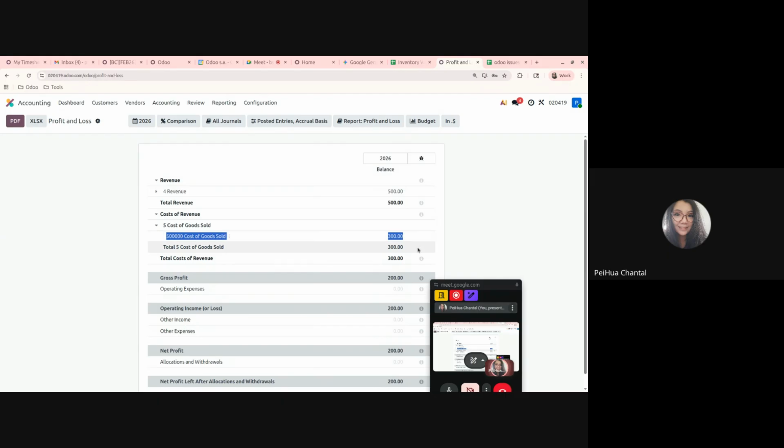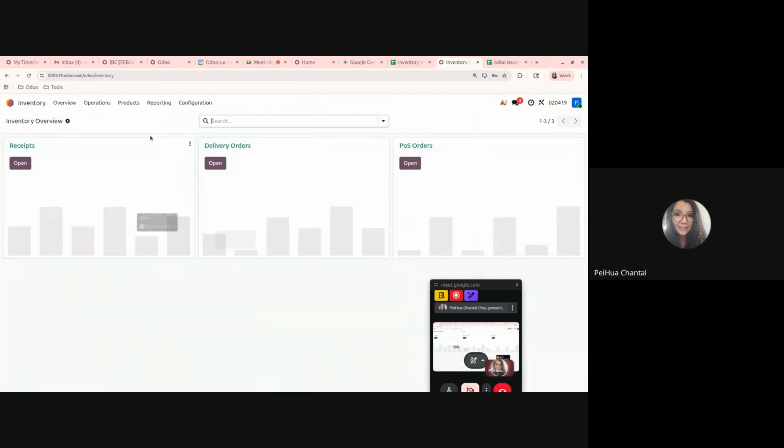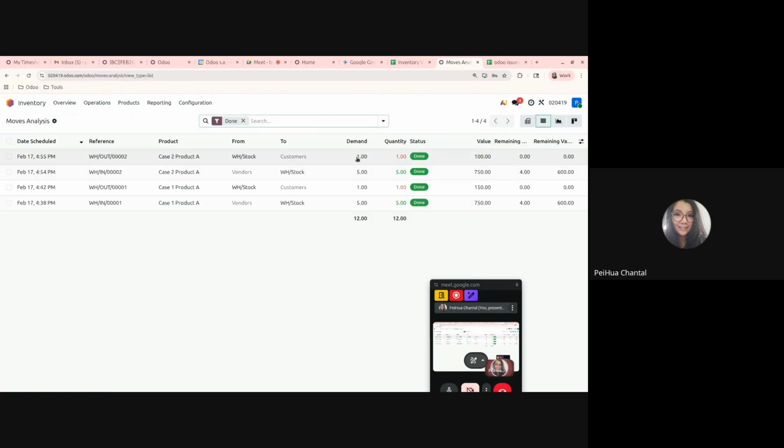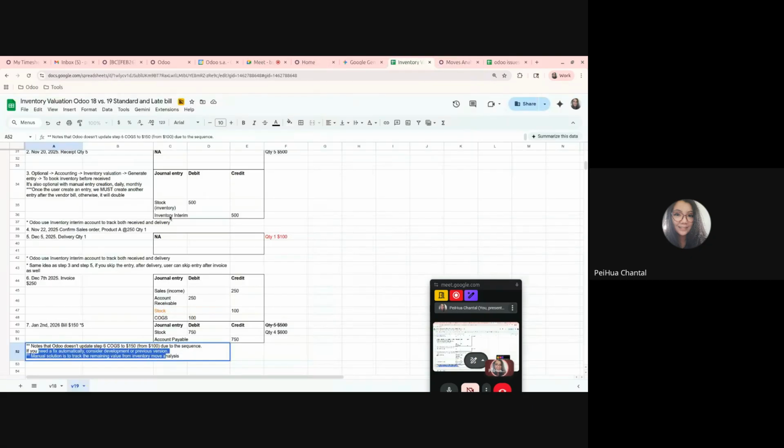But also be careful on this. This cost of goods sold is just one entry. It does not contain any product. So if you want to run a report to see which product has which cost of goods sold, your product A, case two, is not going to be accurate. Your cost of goods sold here still shows 100 when you run the journal entry, journal item analysis. Thank you.